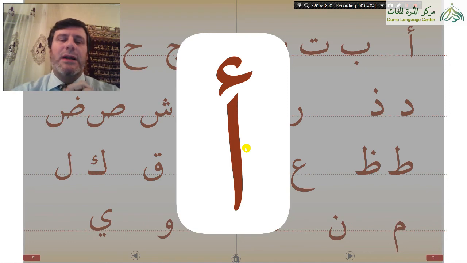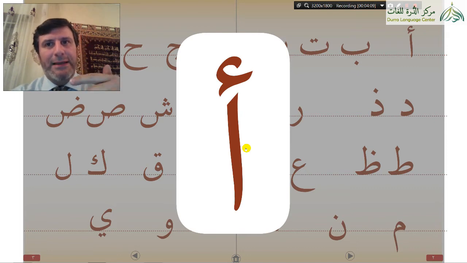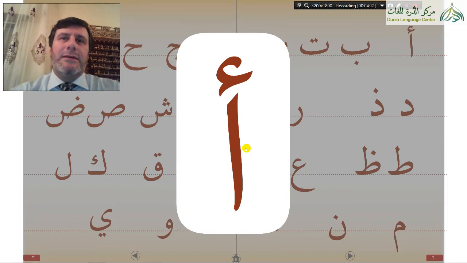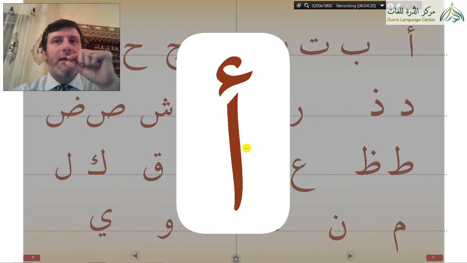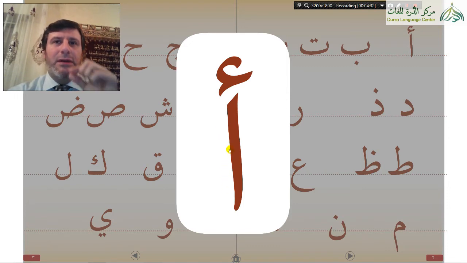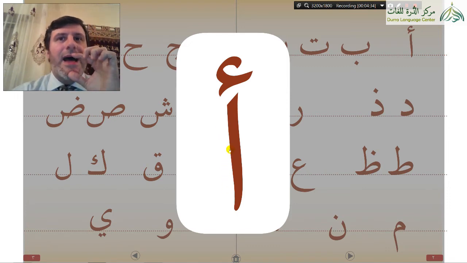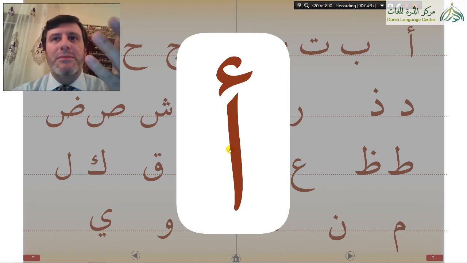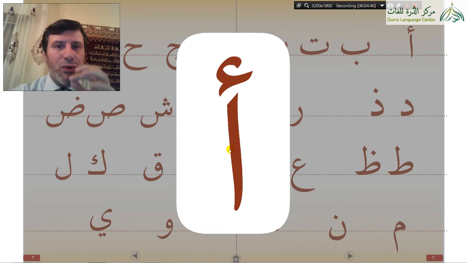This type of letter we call in Arabic harf mad, outstretched letter. As you see, when you pronounce the letter A, your mouth opens vertically. So the shape of the letter Alif is like a vertically standing stick. When you pronounce it, it opens vertically, and so the shape is close to how you pronounce it.